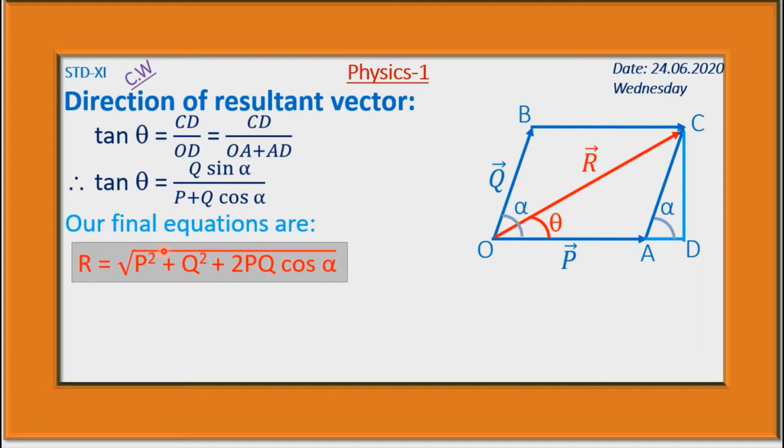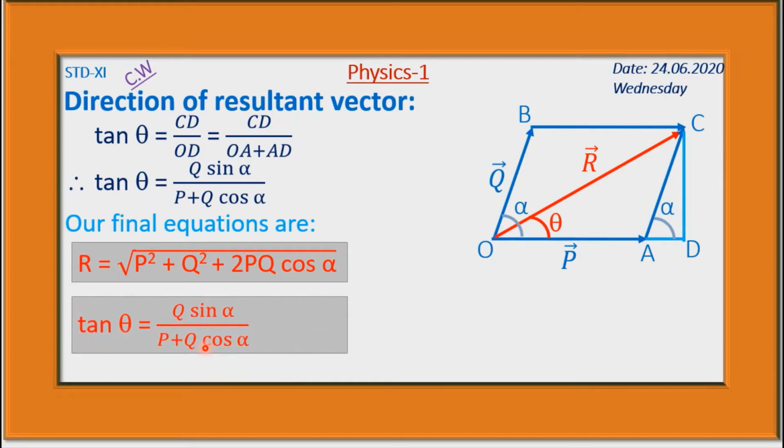So our final equations are: resultant R is equal to root over P square plus Q square plus twice PQ cos alpha, and tan theta is equal to Q sin alpha divided by P plus Q cos alpha. From the first equation we can determine the magnitude of the resultant vector, and from the second equation we can determine the direction of the resultant vector.